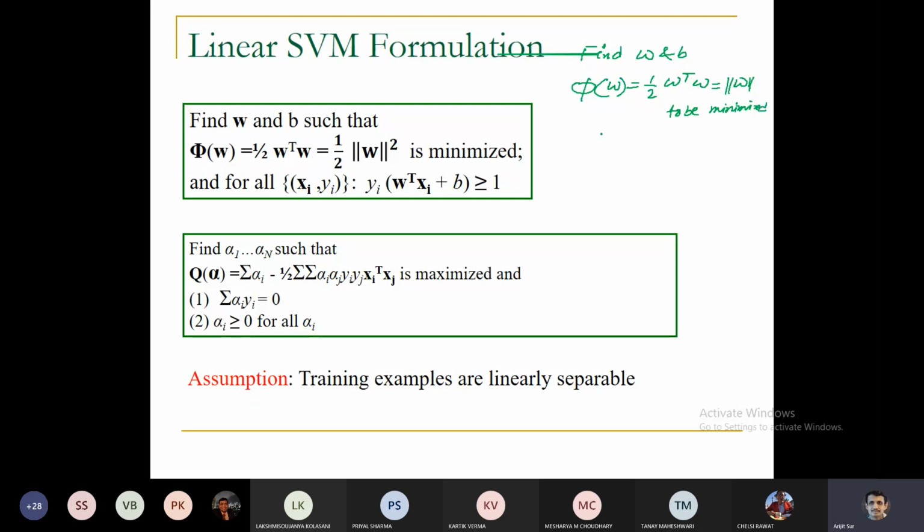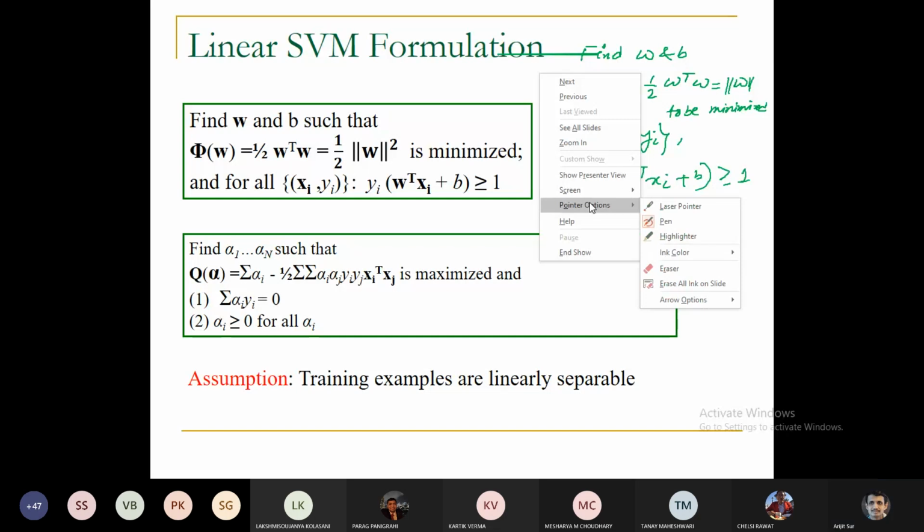And for this, these are the data points. Xi is a data point with some dimensionality. This is the class information. And such that this is our subject to constraint: yi (W transpose Xi plus B) greater than or equal to 1. So that is our idea.